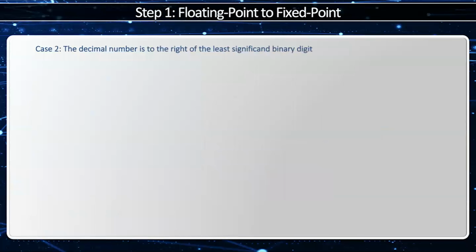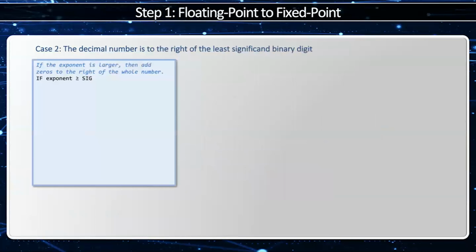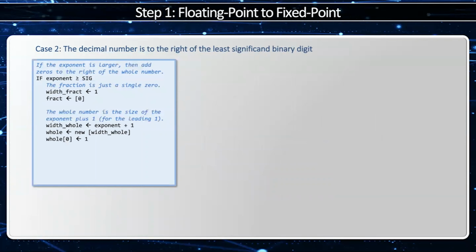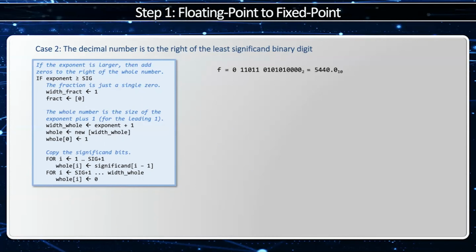Okay, now let's take a look at case 2. Now the decimal point is to the right of the least significant digit. And this is going to be true if the exponent is greater than the significand width, in which case my fraction part will be 0. And then I will copy over the whole component by taking all of the significand and perhaps a collection of trailing zeros. So here's my floating point number as an example. This is a 5,440.0, and we'll see if we can get to that same value.